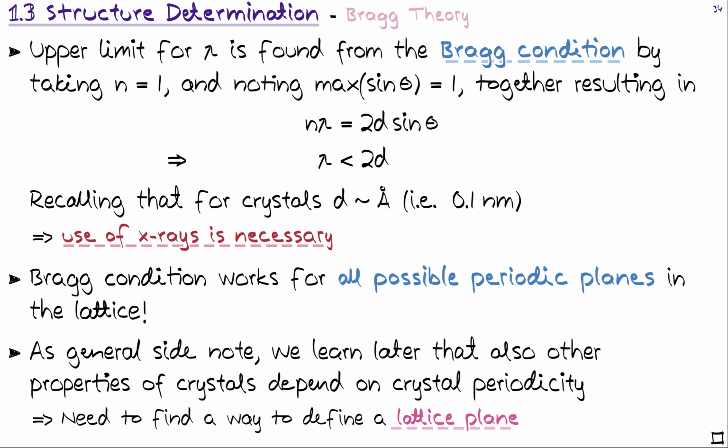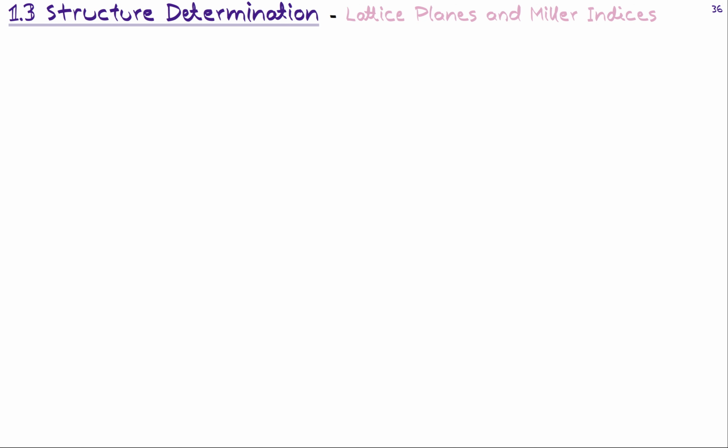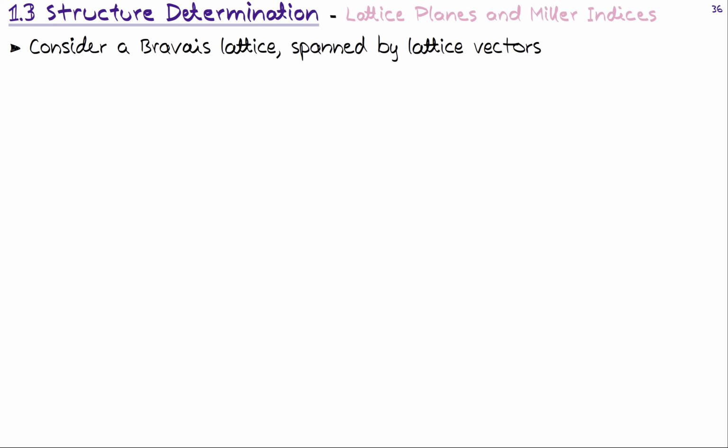So this is what we will do next, in the final part of this first part. We will go into section 1.3.3, and now we will be speaking of lattice planes and Miller indices. So we are considering a Bravais lattice, a periodic lattice, spanned by the lattice vectors A1, A2, and A3, using the notation we have already used.